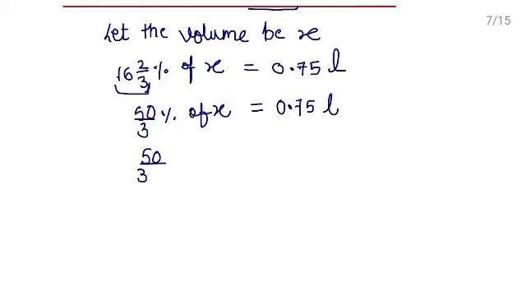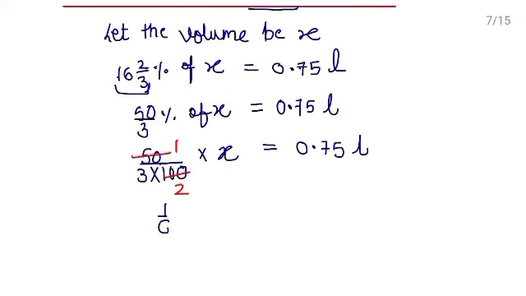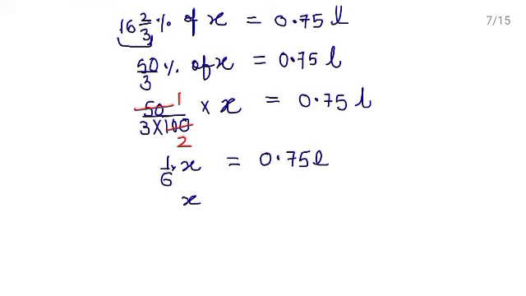50/3% means out of 100. So when you will remove percent sign, there will be 100 in denominator. Of means multiply. x is equals to 0.75 liters. 50 ones are 50, 50 twos are 100. So this is 1/3 twos are 6. x is equals to 0.75 liters. You are finding the value of x, so move this 1/6 to the another side. After moving to the another side, the value which was in division will be in multiplication and the value which was in multiplication will be in division.